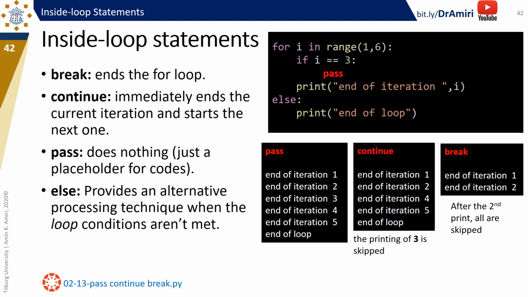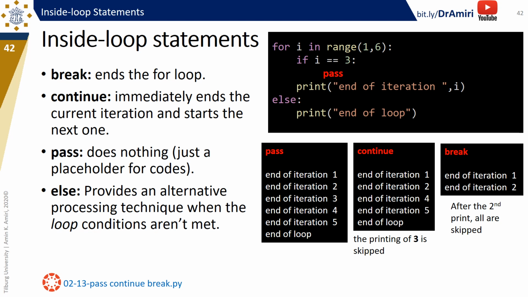What continue does is it ignores the rest of the commands under the for loop and goes to the for loop statement and increases I so that the next iteration can be executed.